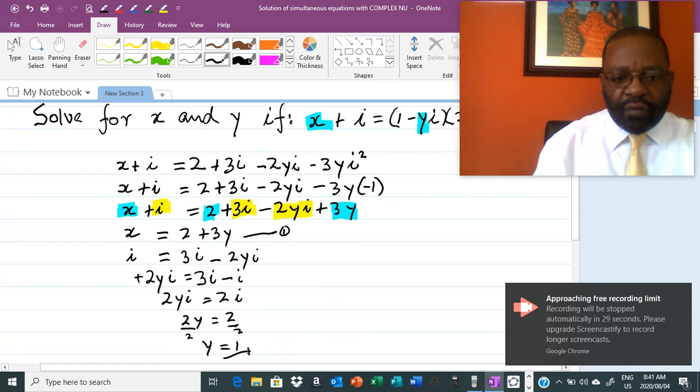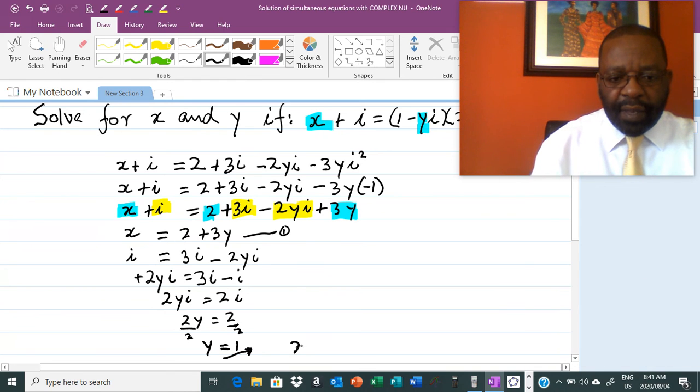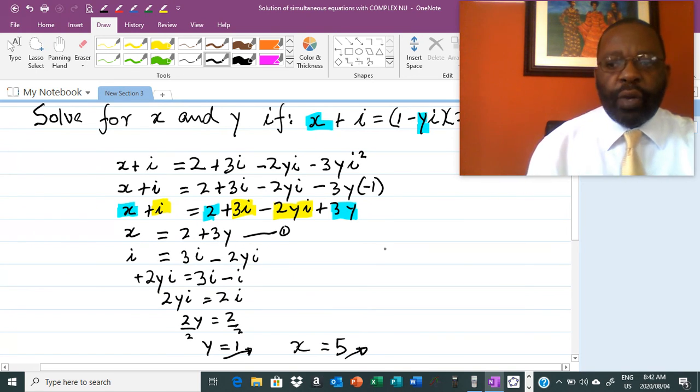Now, once you've got the value of y as 1, all that you will do is to take the value of 1, substitute it in the first equation, and then you will get your x equal to 2 plus 3 times 1, which is equal to 5. And you have solved your equation.